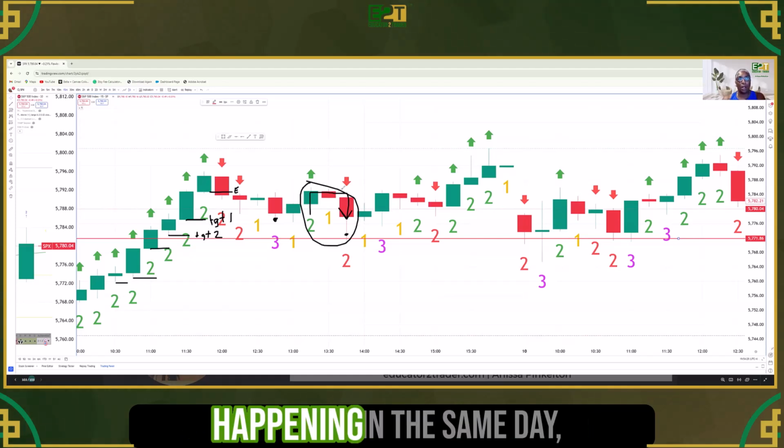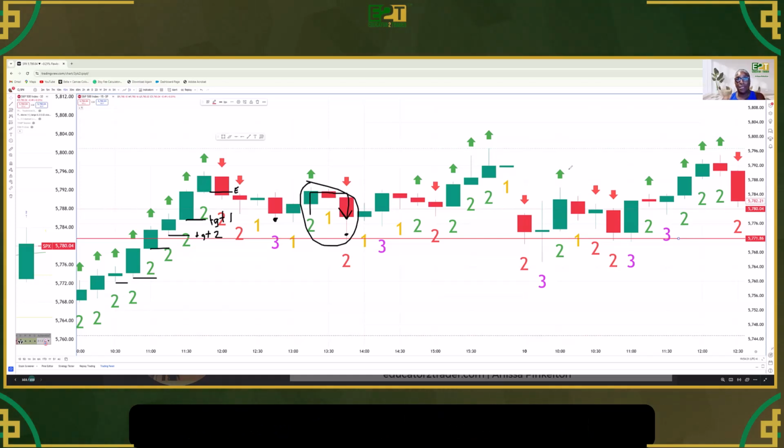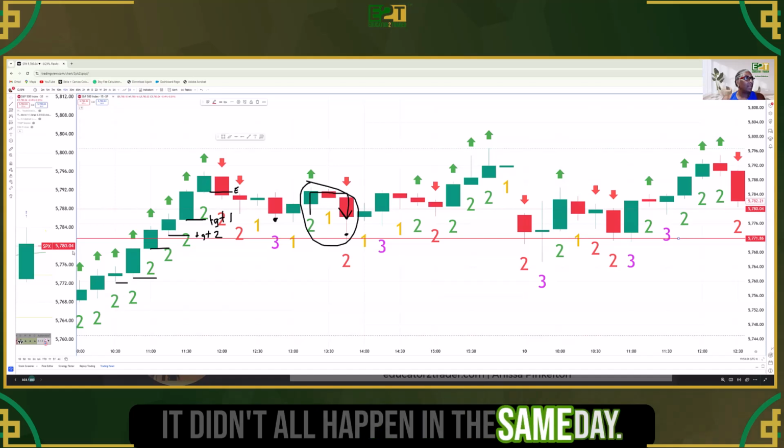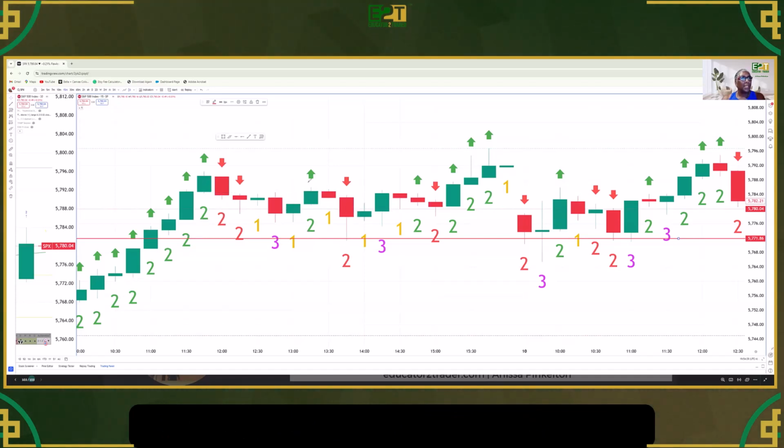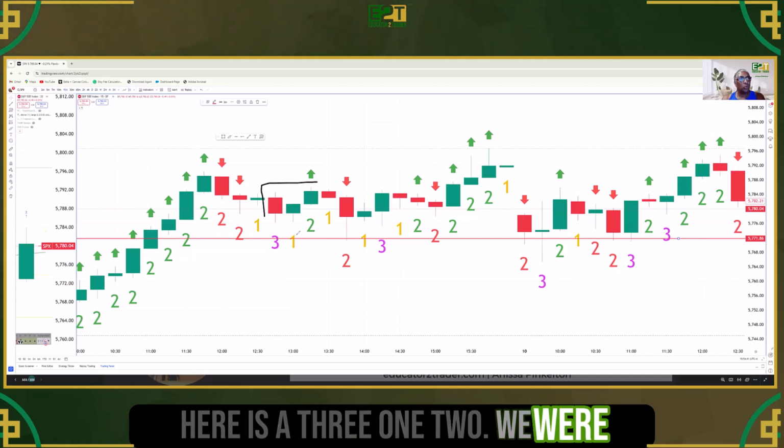But now, that didn't all happen in the same day. So this was a 2-2 reversal up here. Here is a 3-1-2 we were just talking about.